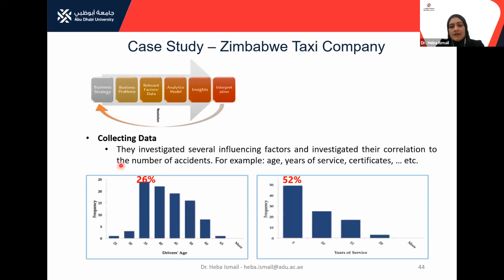Based on classical evaluations that focus on the age, for example, the years of service, the experience, they could find that, for example, 52% of the accidents were generated by people with less than 5 years of experience. Drivers that have low experience, or young drivers, make the majority of the accidents. But this cannot really guide a well-informed decision. So they wanted to have a more insightful and more practical analytical model.